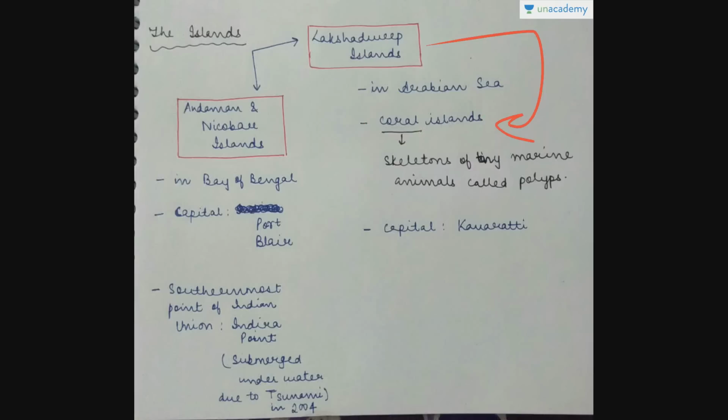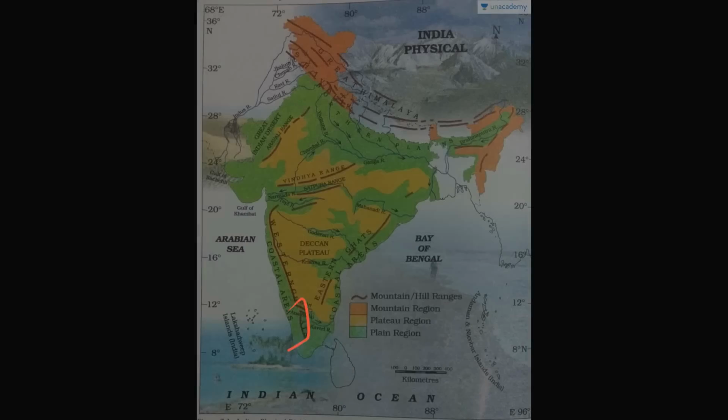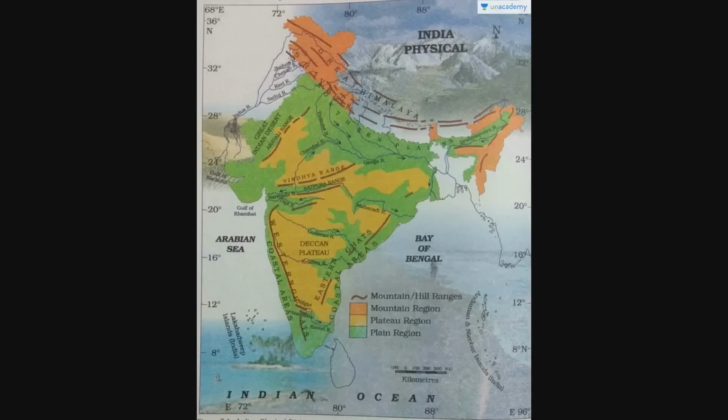Then the Andaman and Nicobar Islands have the southernmost point of the Indian Union, which is the Indira Point. It is located in the Andaman and Nicobar Islands, but this Indira Point got submerged when there was a tsunami in 2004. So it is now submerged, but it is often asked which was the southernmost point of the Indian Union. So you have to remember this name. It is Indira Point.